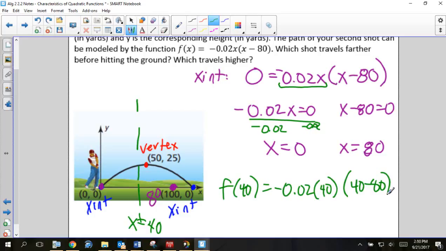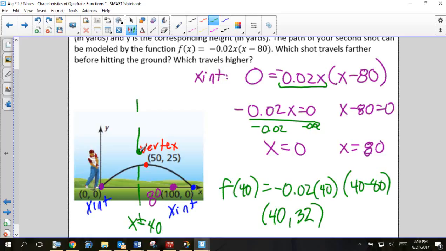So, Aiden, your calculator does order of operations. If you actually just type this in with the parentheses where I wrote them, it'll do the order of operations. You should get what number? 32. If you're not getting 32, you're doing something wrong in your calculator and you need to ask so I can help you. That's probably order of operations. So 40, 32, which shot went higher? The second one. So the second one went higher and came down. It didn't go as far.